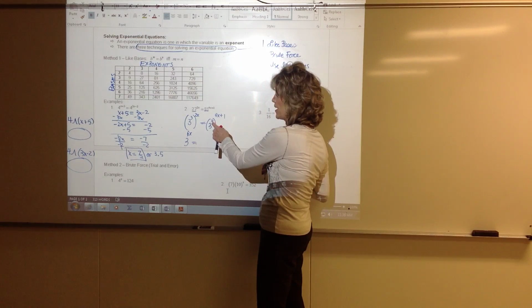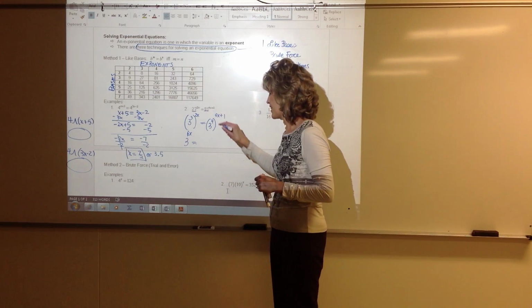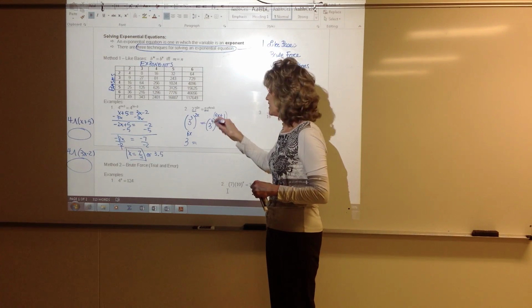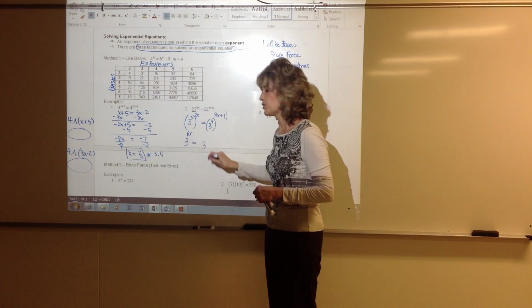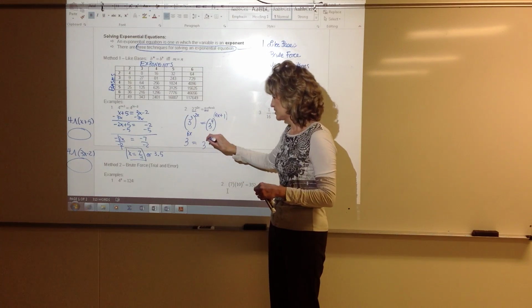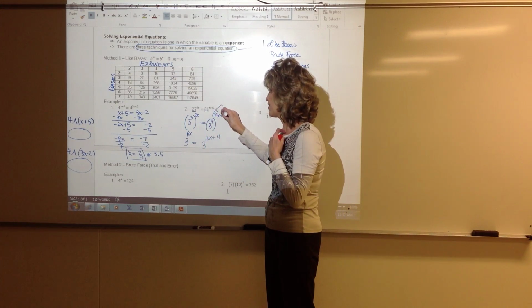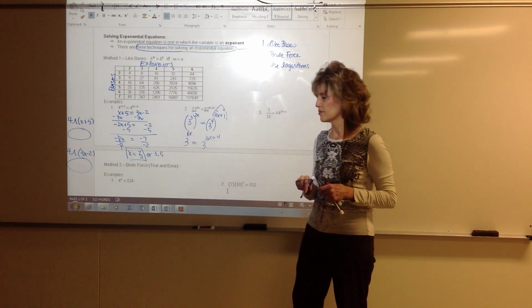Equals, I've got one base and a power and another power, multiply exponents. I've got to multiply 4 times all of this. That means distribute, help me. So that gives me 3 to the 16x plus 4. Don't forget to give the power, don't forget to distribute it.